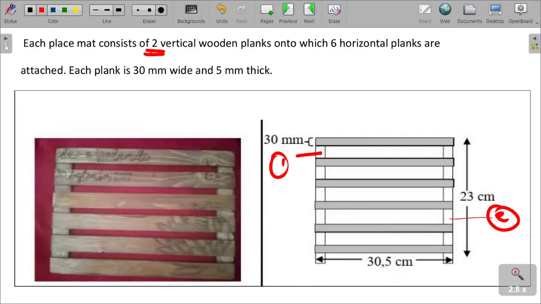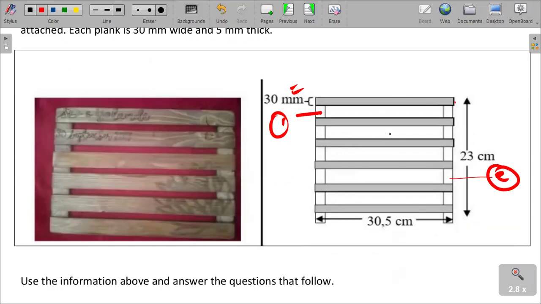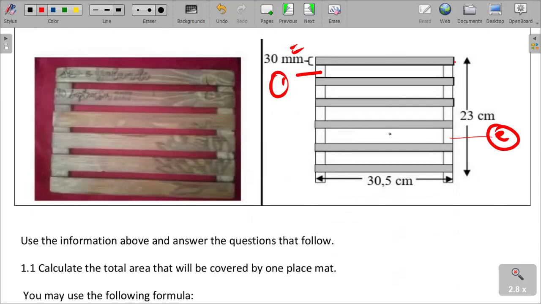Each plank is 30 millimeters wide and 5 millimeters thick. The planks we are given are 30 millimeters wide, which is also shown here, and if we look at the thickness of the plank, it is 5 millimeters. So that is what we are given here. Use the information and answer the questions that follow.